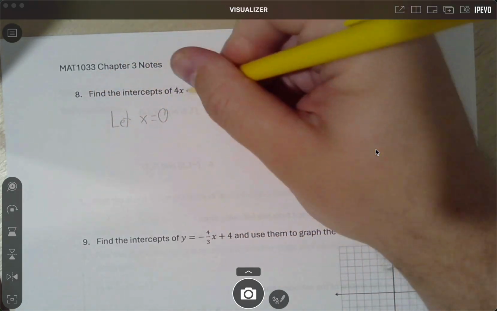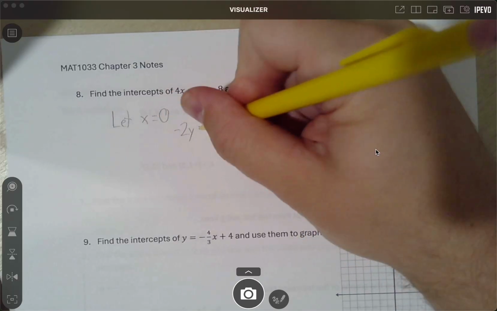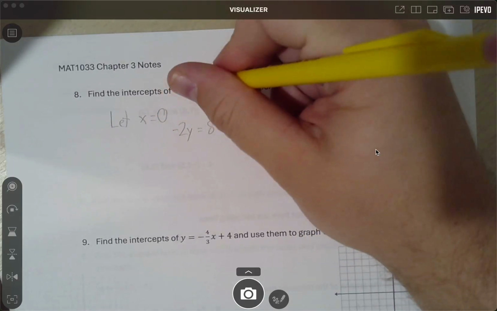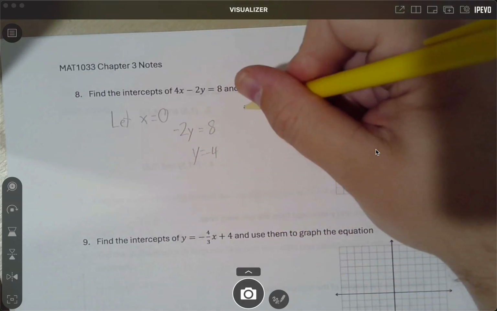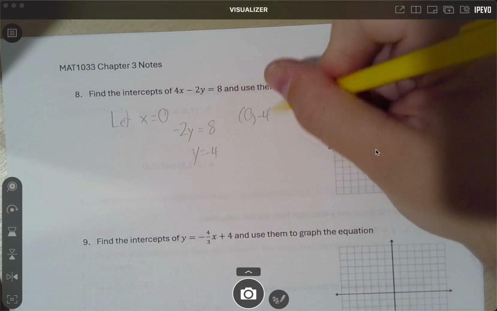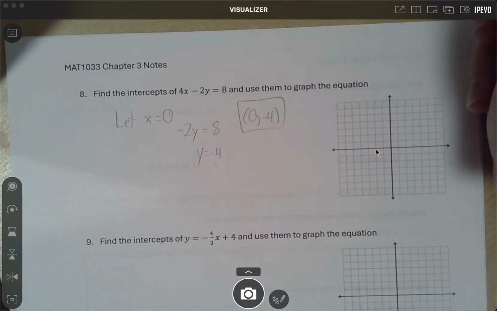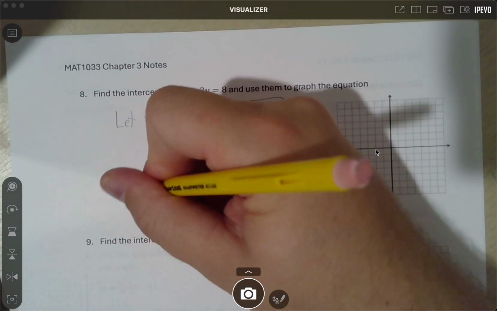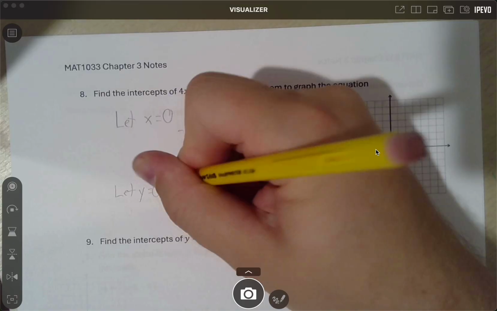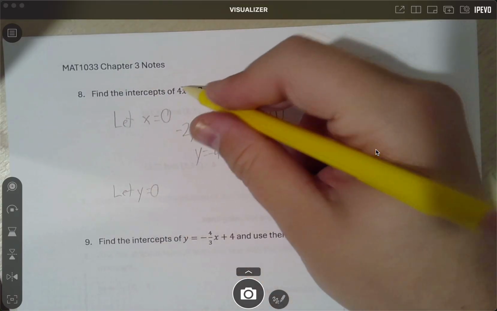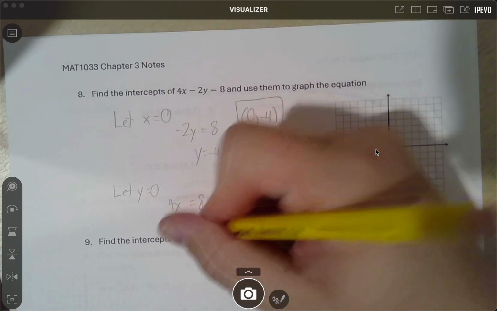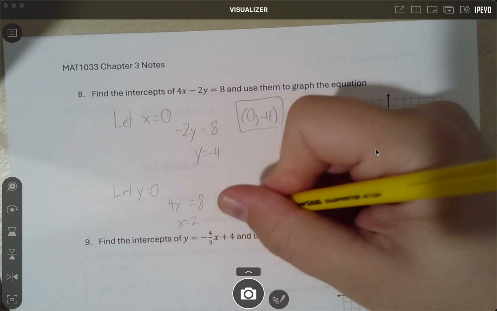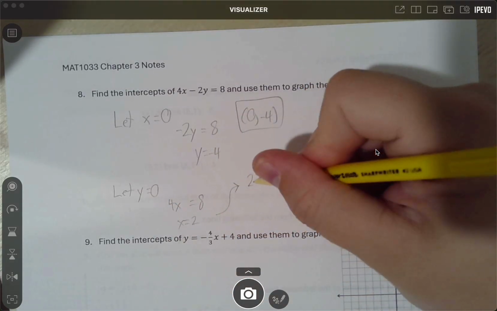If we let x equal 0, we'll be left with negative 2y equals 8, because again, 4 times 0 will just disappear. That means we get y equals negative 4. So I've got the point 0, negative 4. There's my y-intercept. If I set and solve again, if I let y equal 0, then 4x stays. The other one disappears, and I still have 8. And I get x equals 2 when I divide. Again, I'm just saying it out loud.